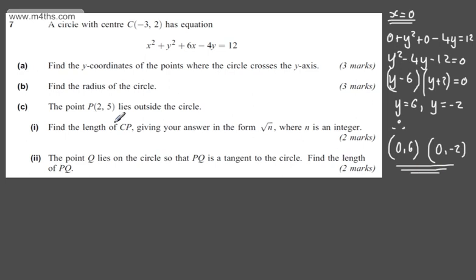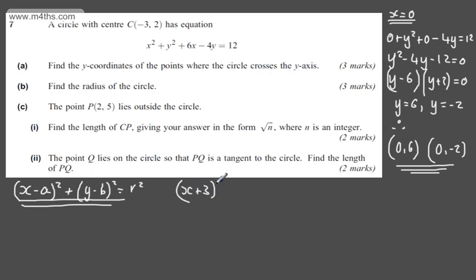In part B, we're asked to find the radius of the circle. The question carries 3 marks. A couple of different approaches. In general, we can write the equation of a circle as (x minus a) all squared plus (y minus b) all squared is equal to r squared, where r is the radius. So let's look at this. I can go ahead and complete the square. I've got (x plus 3) all squared minus 9, plus (y minus 2) all squared minus 4, is equal to 12. So this gives us our circle, and we know the centre is (-3, 2).